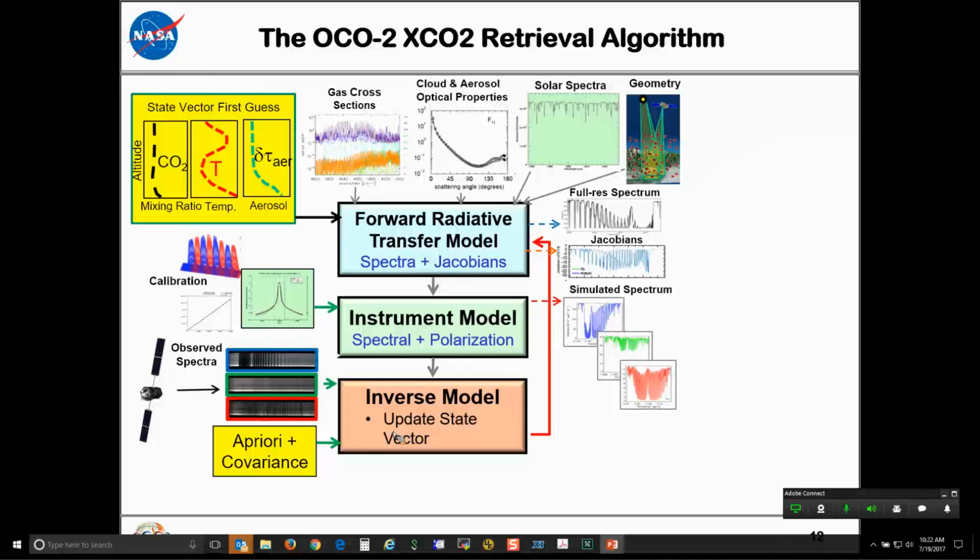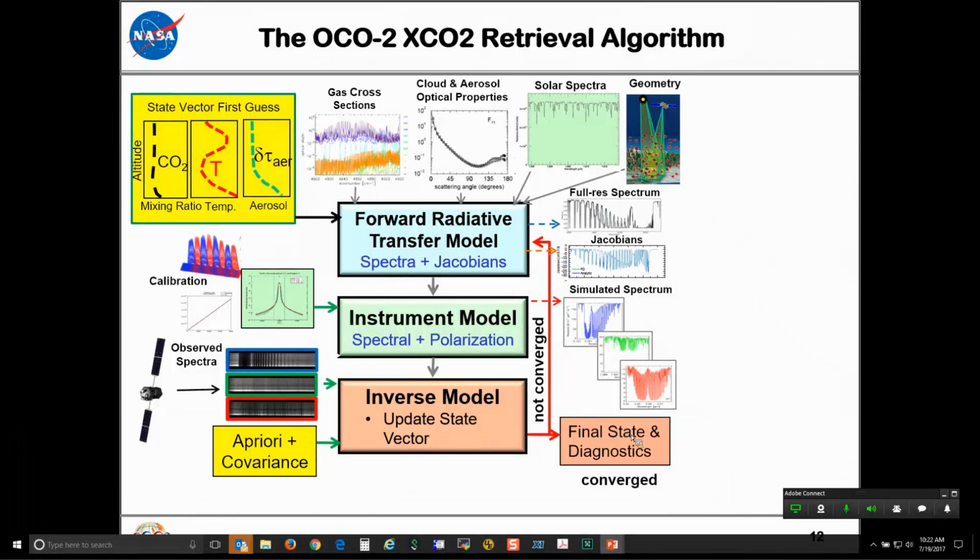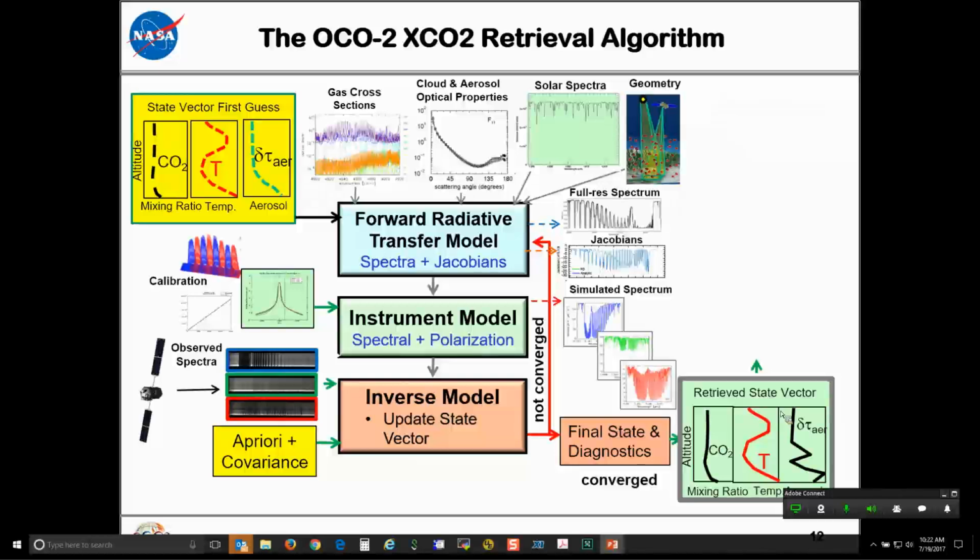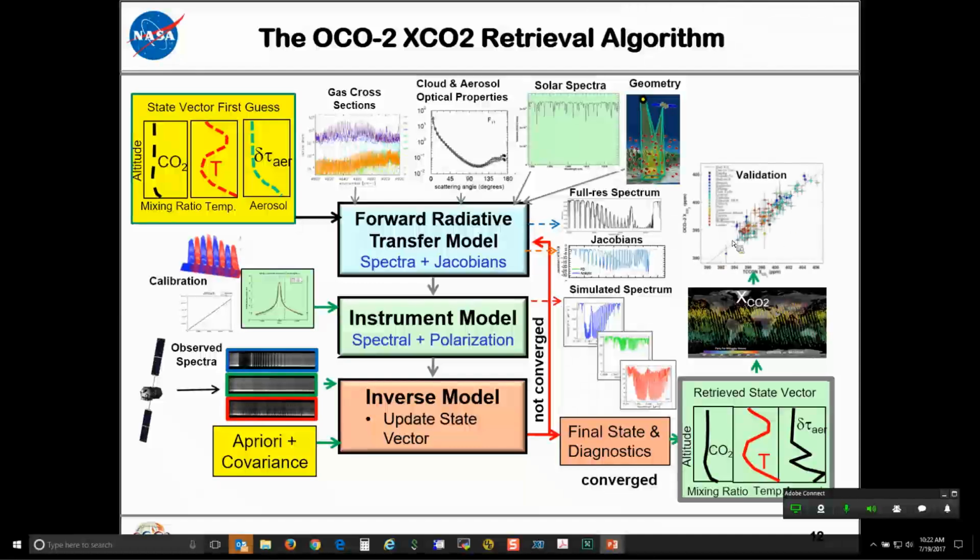So then the inverse model uses an optimal estimation approach to modify the initial guess for the state vector, given the spectra, the Jacobians, and the space-based observations. It updates the state vector and then goes around and around and iterates until it comes to a converged state. It then spits out a retrieved state vector for its best guess. We then average the CO2 over the column to get XCO2, and then we send it through the validation loop. So that's basically the approach that we use.